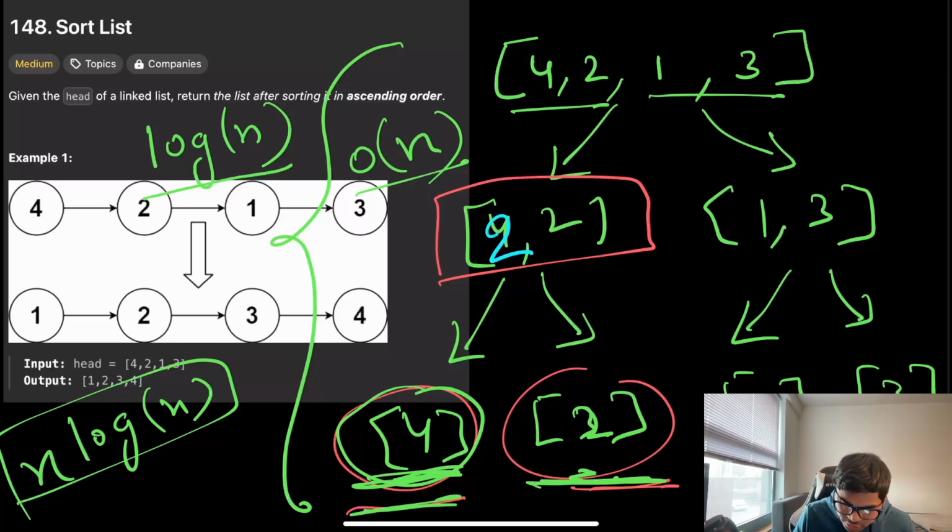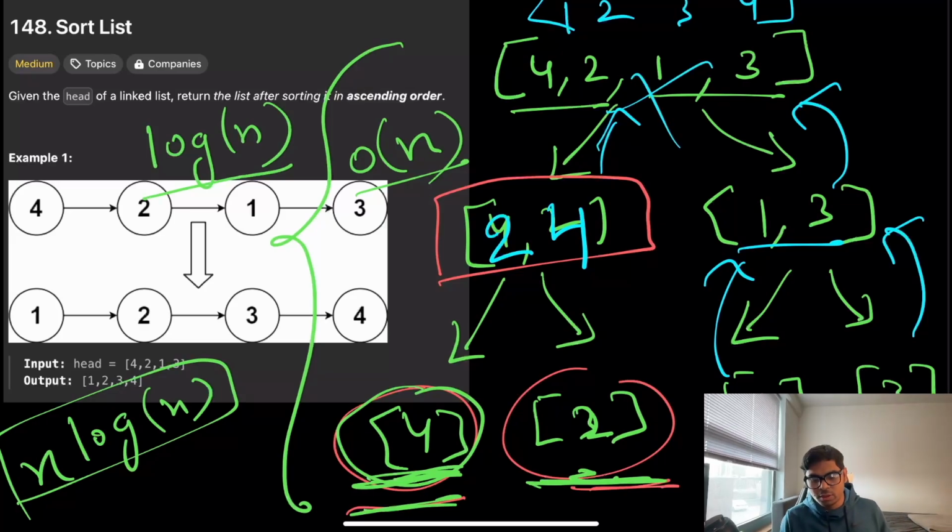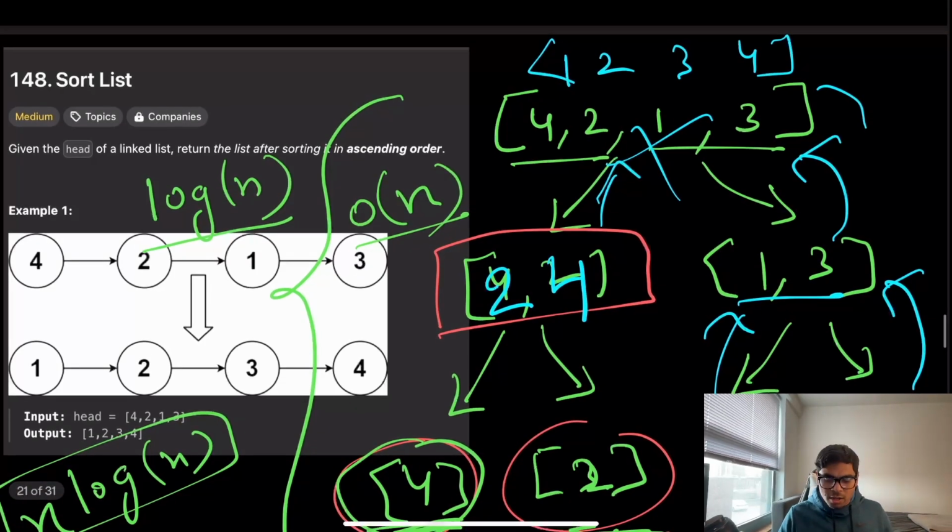So after merging them, this is what we get. And here as well, these are already merged. When they were merged, they were already sorted. So now we get just this, and then we merge these two, and we get 1, 2, 3, and 4. So this is what you return back.